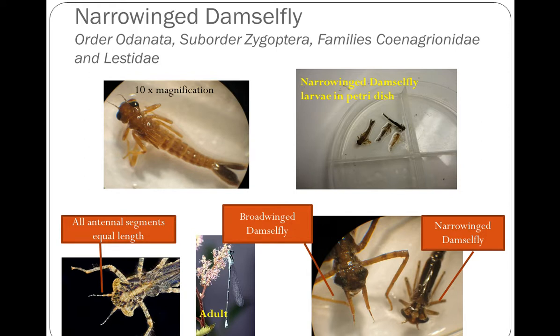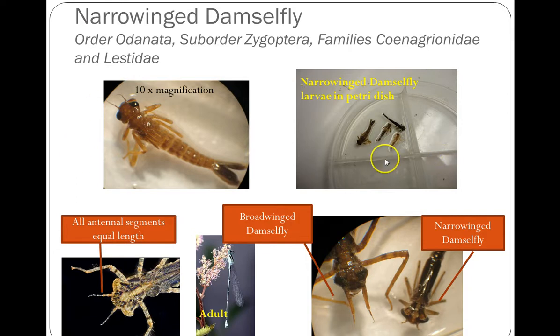Next, we have the narrow-winged damselfly. It is in the suborder Zygoptera, which is the damselfly suborder, but this time it's the families Coenagrionidae and Lestidae. Technically, only Coenagrionidae is a narrow-winged damselfly. Lestidae is a spread-winged damselfly, but for RiverWatch, we don't make that distinction.